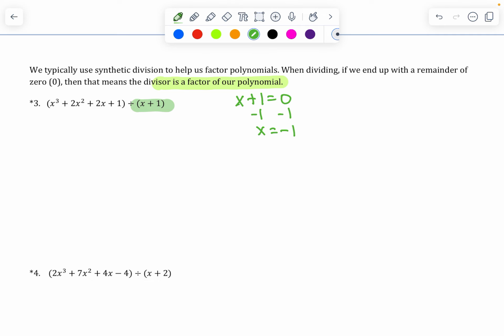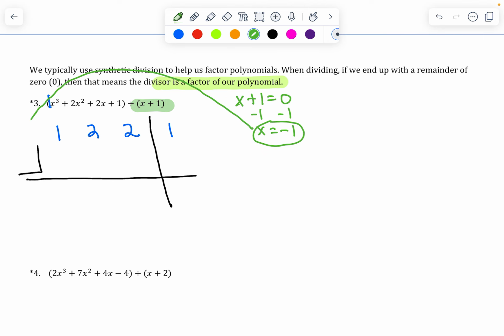So let's go ahead and write our coefficients. Remember, there's an invisible 1 there, and the rest look good. So I'm going to bring down the 1, the 2, the 2, and the 1. Now I'm going to draw my lines. In between the last two, right there, and a half box. Inside the half box is where you put this negative 1. Don't forget to bring down the first one.